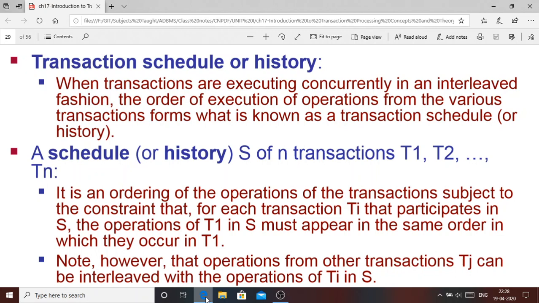But what it means here is that the order of operations that appear within a transaction, suppose T1, as you can see here, should be the same as the order of operations found in the schedule. So a schedule is basically nothing but the history of execution of concurrently executing transactions, and it consists of the interleaved operations of the different transactions which are concurrently executed.